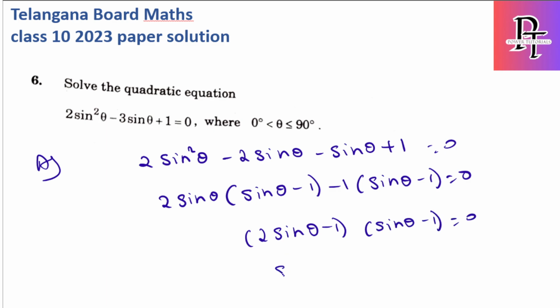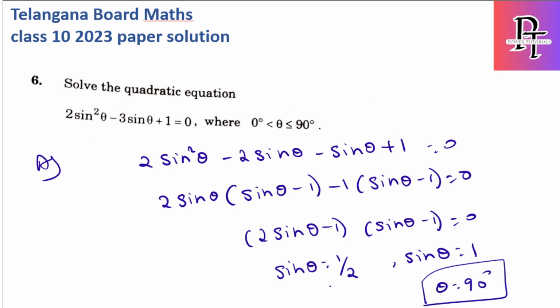So I'll get the values as sine theta is equal to 1 by 2 and sine theta is equal to 1. So sine theta is equal to 1, the angle should be 90 degrees, and sine theta is half, the angle should be 30 degrees. So both are between 0 to 90, so both the values are correct. So both should be the right answers. Theta is equal to 30, 90 is the solution.